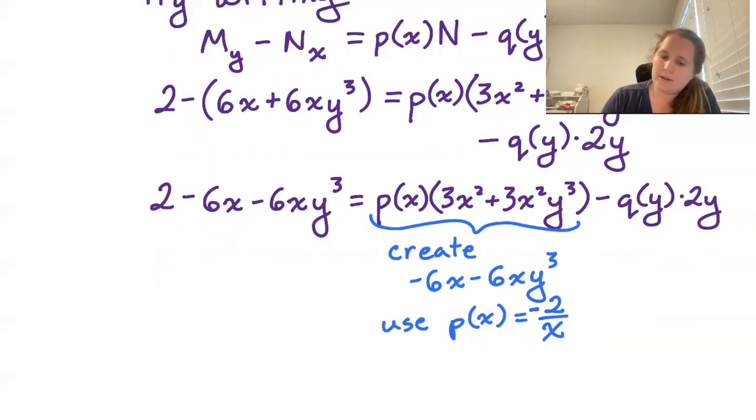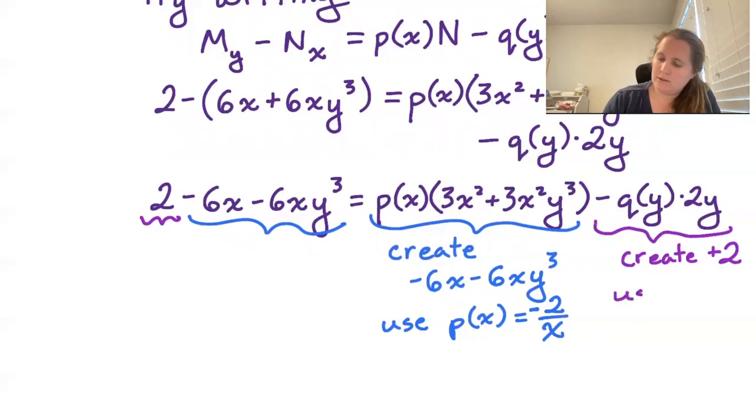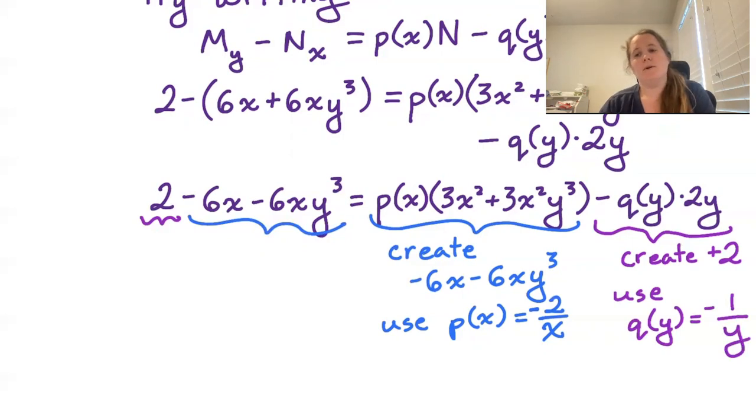For our minus q of y times 2y, we can use this to create our positive 2. So we're creating the 2 and then creating the minus 6x minus 6xy cubed here. So creating our plus 2, if we use q of y equals negative 1 over y, that will indeed become a positive 2.